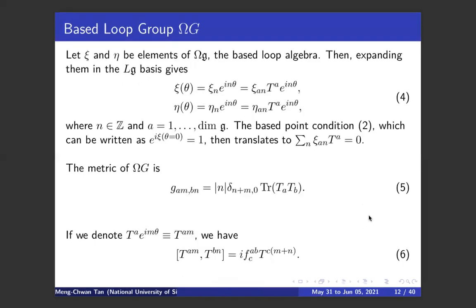So more things on the loop group. If we let ζ and η be elements of the base loop algebra, then we can write them as follows. What's different from a typical Lie algebra is that you have a θ parameter here because you have a loop. And then you can expand it in this form. So these are the regular Lie algebra generators of the group, which in some sense you can understand as being the base of the LG, whereby you have these S1 loops mapping onto the base, if you will.